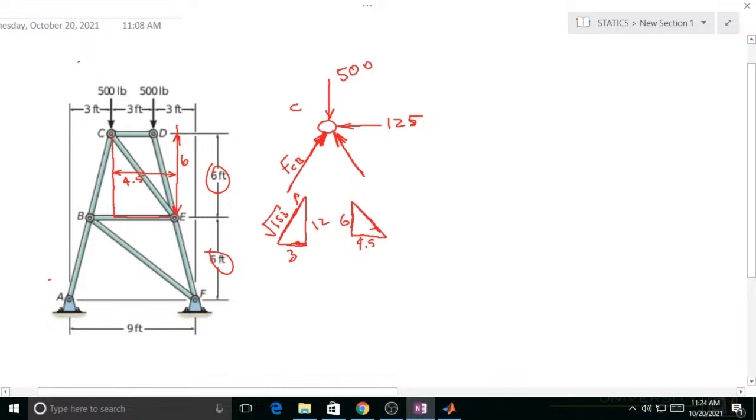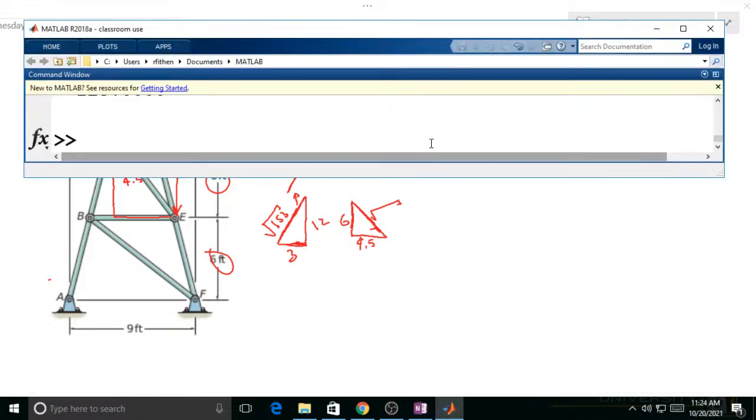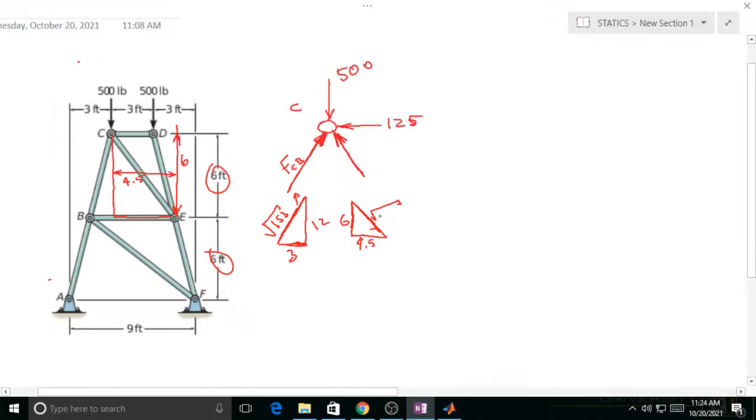And this one, let's see, I don't know, 6 times 6 plus 4.5 times 4.5. Oh, and it's out of the view, so 56.25. A little bit of a strange angle there, but that's okay.